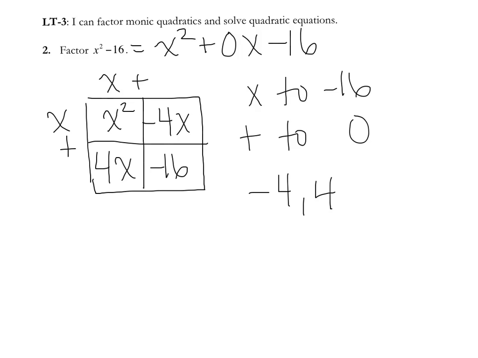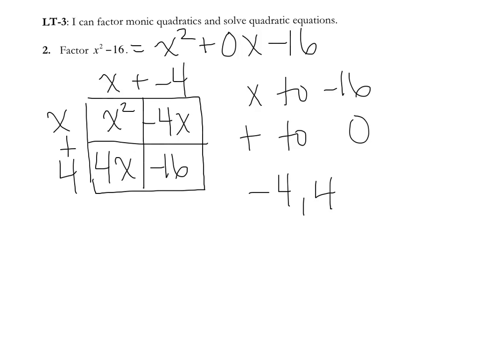Now, I need to fill in the rest of the outside of my multiplication box. So let's see. This box is a negative 4x. That came from multiplying this x by this number up here. So this better be negative 4. This box came from multiplying this number out here by this x up here. So this better be a positive 4.